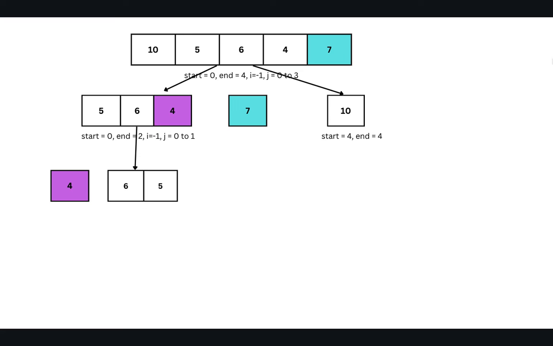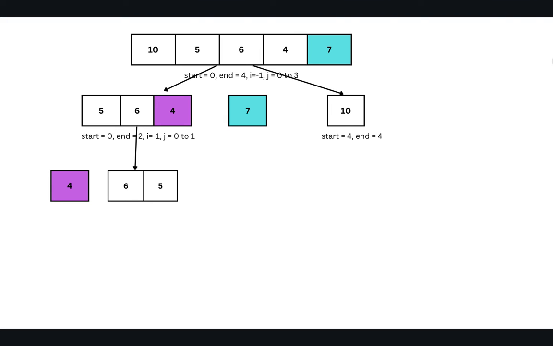Now we again do the partitioning on the left and the right of the pivot element. For the right part, start is 4 and end is 4, so it will simply return. When we check the condition, if start is not less than end, it simply returns, so there's no need to sort that part. Now let's see how it works on the left-hand part.